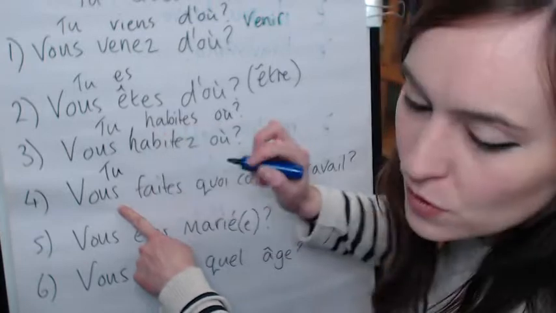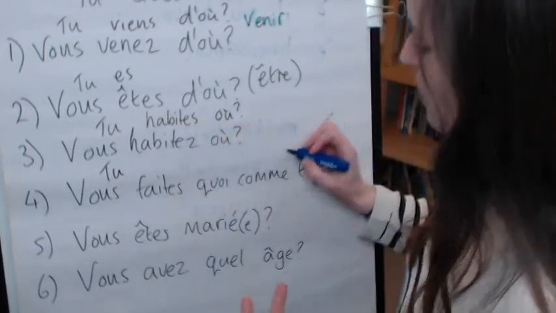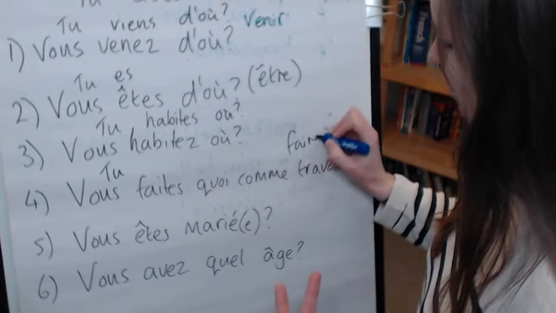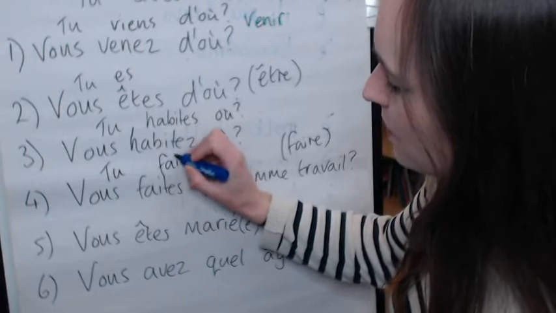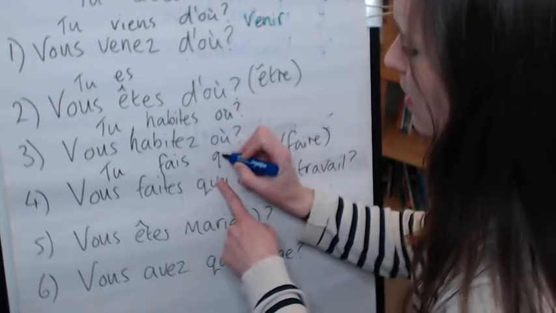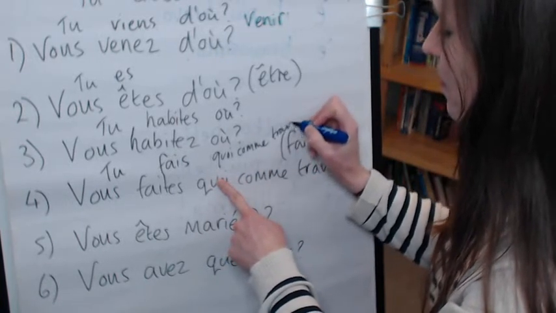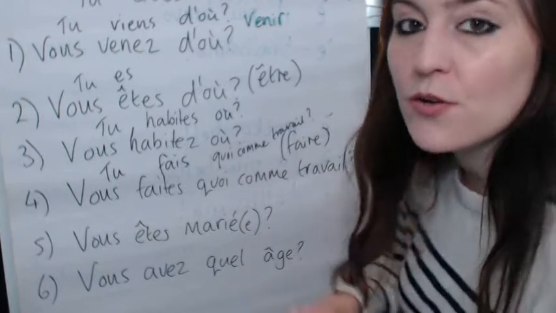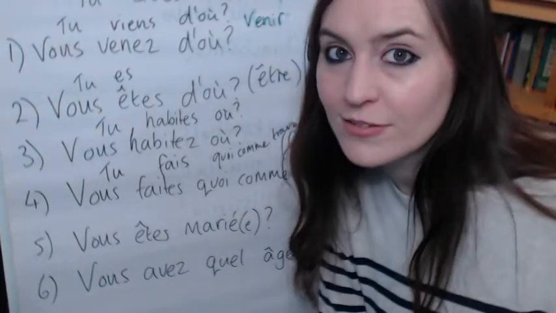So, again, vous changes to tu. Faites, which is the vous form of the verb faire, to do. That's tu fais. Tu fais quoi? Tu fais quoi comme travail? So vous faites quoi becomes tu fais quoi.